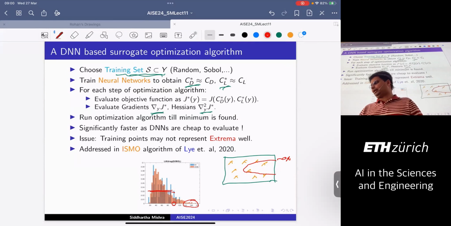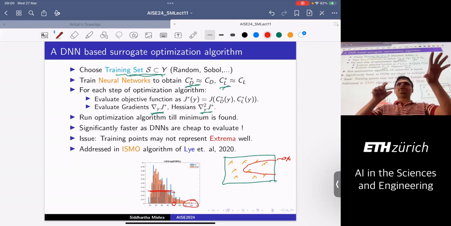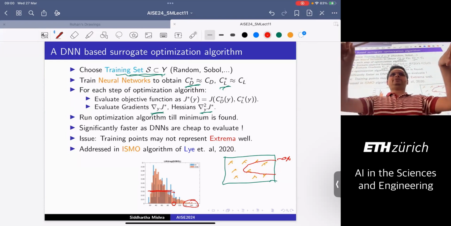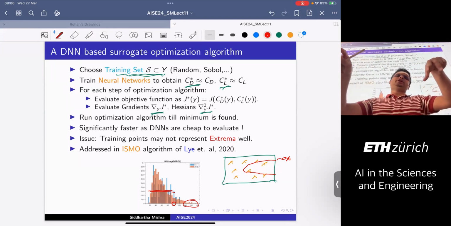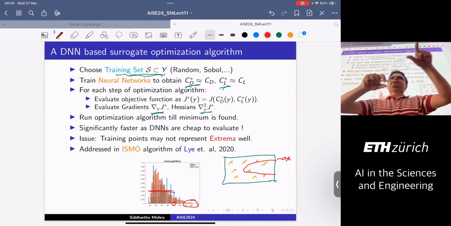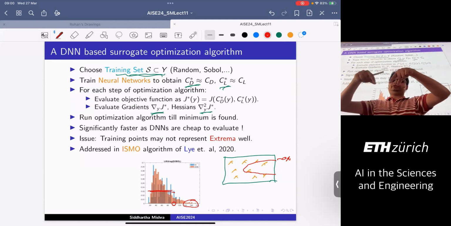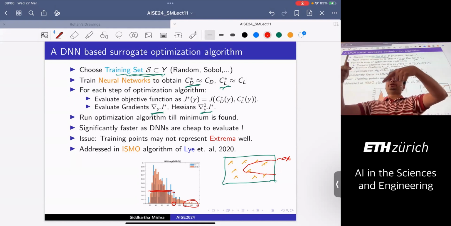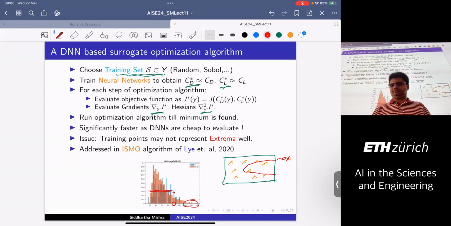In this paper, I can put a link, we have an algorithm that iteratively constructs these optima. Instead of taking these points randomly, it starts with a random version of these points, trains the neural networks, provides some approximate optima, takes these as your new training points, and keeps on iterating so that it better fills up the space. But again, I'm out of time, so I'm not going to do that.